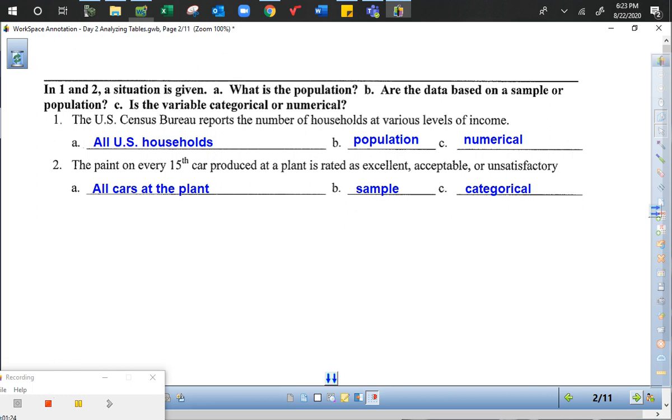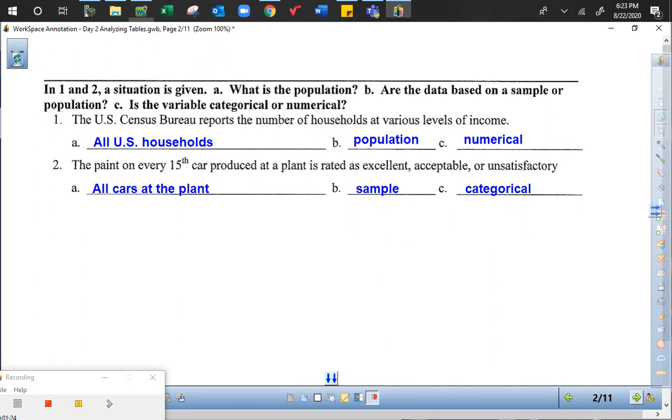So the first one, the population, was all of U.S. households, and this one was the whole population because it was looking at every single household. The U.S. Census does a census every 10 years. Remember, the word census means you are calculating the information on everyone in the population instead of looking at a sample. Okay, so population, and then it asked about the variable. So it was reporting the number of households, so we've got a numerical variable.